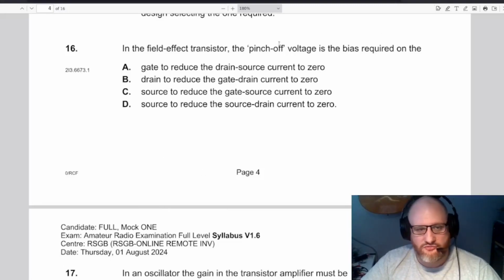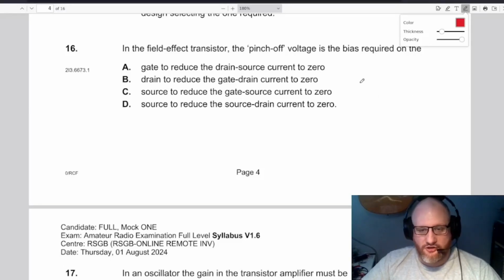We've reached question 16, which reads: in the field effect transistor, the pinch-off voltage is the bias required on the A, gate to reduce the drain source current to 0, B, drain to reduce the gate drain current to 0, C, source to reduce the gate source current to 0, or D, source to reduce the source drain current to 0.